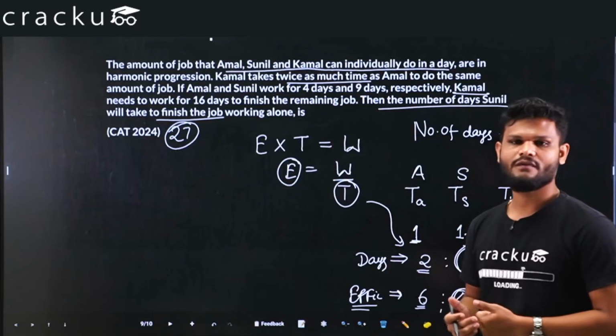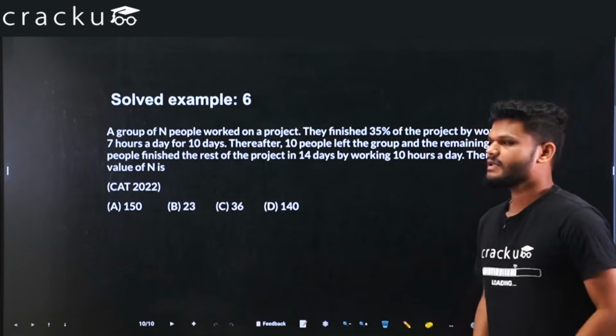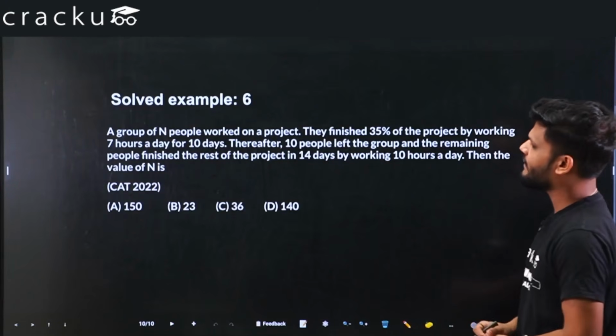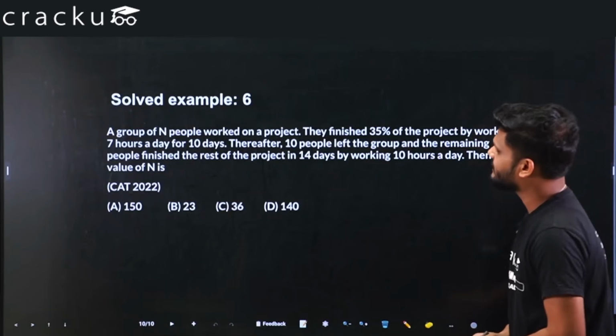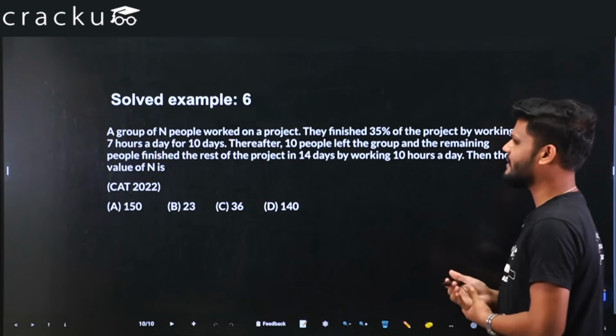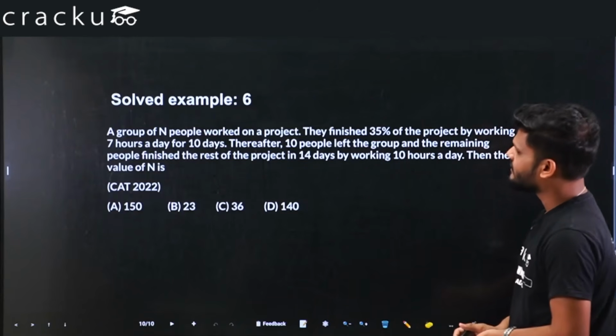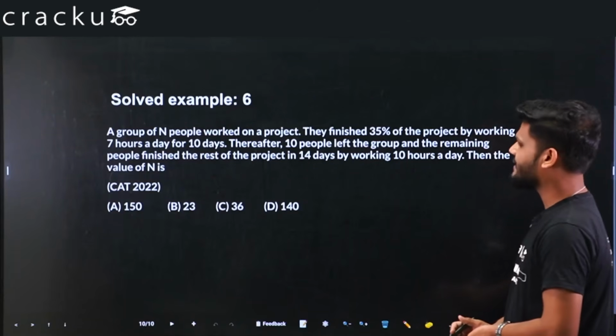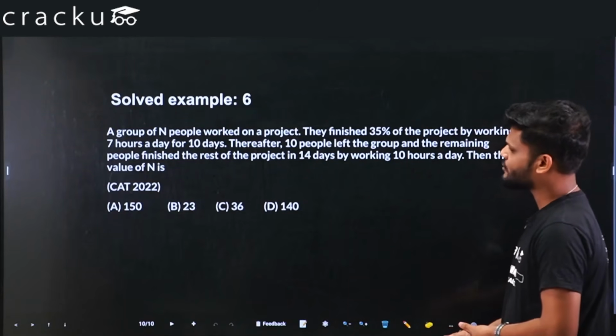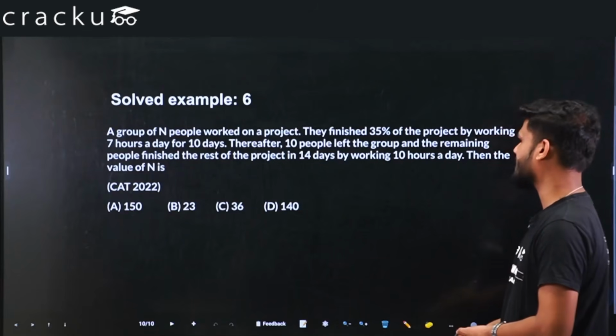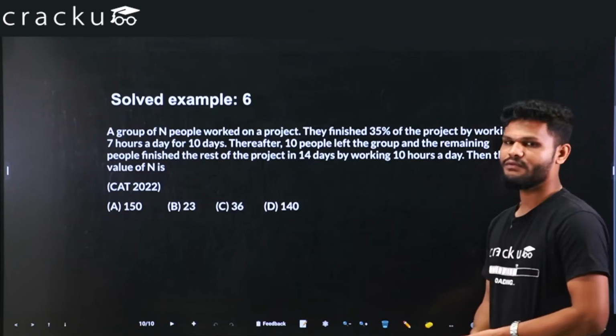Now let us go forward and solve one more question. In this question we are given a group of n people who worked on a project. They finished 35% of the project by working 7 hours a day for 10 days. Thereafter, 10 people left the group and the remaining people finished the rest of the project in 14 days by working 10 hours a day. Then the value of n is what?